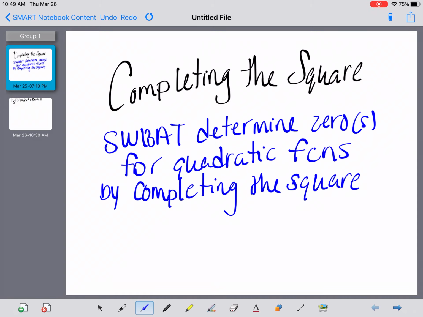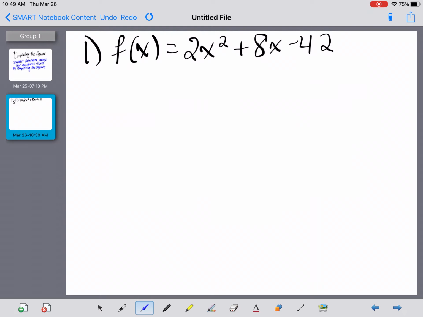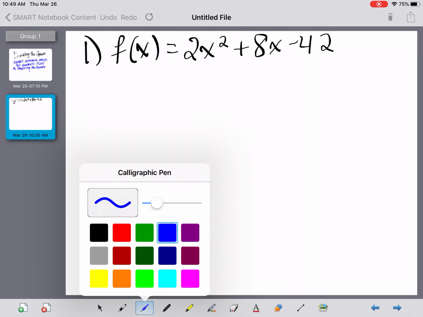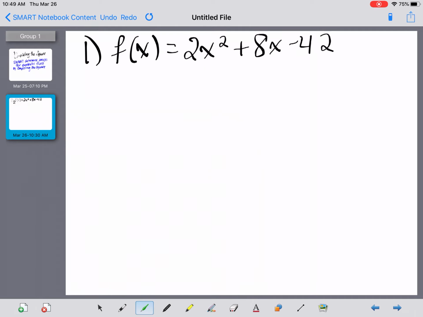In this video, I'll show you how to use the process of completing the square in order to determine zeros for quadratic functions. Let's take a look at our example. Our example is f of x equals 2x squared plus 8x minus 42. And completing the square does not use a formula. In fact, it's used for deriving the quadratic formula, which we're going to probably do next. So all we have to do is follow the steps, and we'll get there.